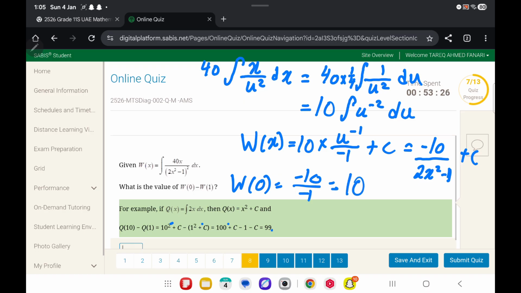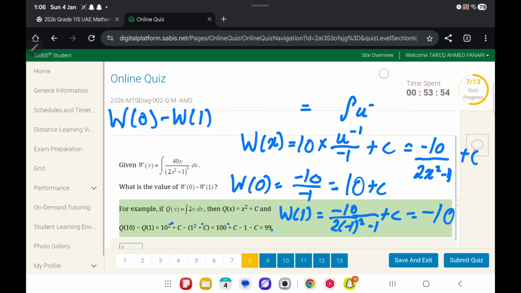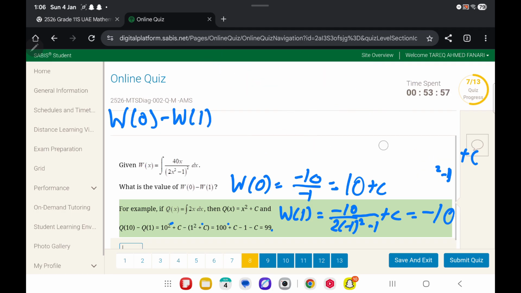10. Right? Now, w of 1, I'm going to write it under it, is negative 10 over 2 times negative 1 squared minus 1. 10 plus c for the one above it. This is what? Negative 10 over 2 minus 1. Just negative 10. So, w of 0 minus w of 1. I don't need any of this anymore. I'm just going to keep the bottom numbers. Is equal to 10 plus c minus negative 10 plus c.